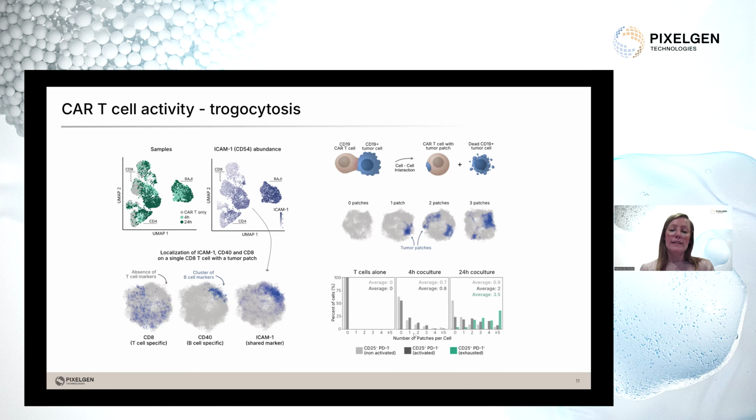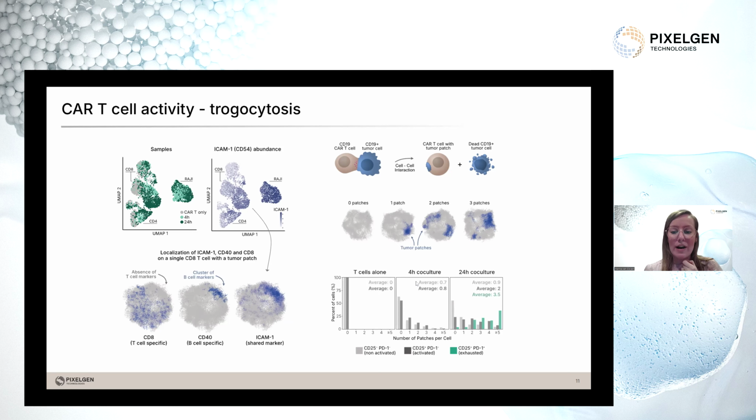And then what we did is that we divided the CAR T cells into 3 different groups: those that we called non-activated, not expressing CD25 or PD-1; those that were activated, expressing CD25; and those that were late activation or exhaustion, expressing CD25 and PD-1. And of course, in the sample with T cells alone, we didn't see any tumor patches since we don't have any tumor cells there.